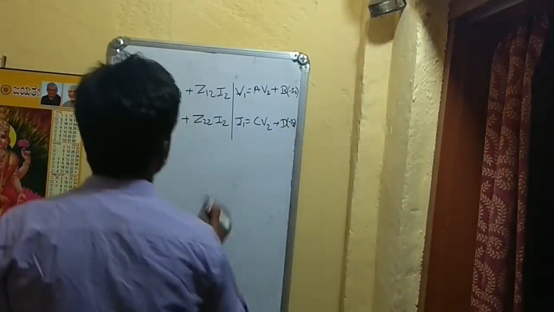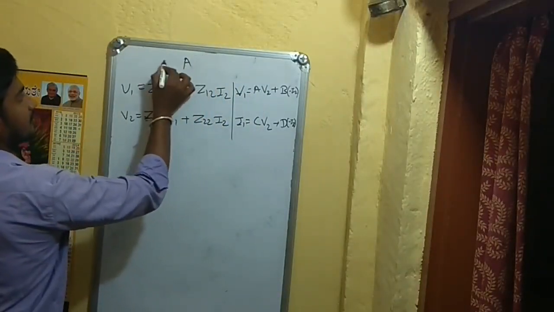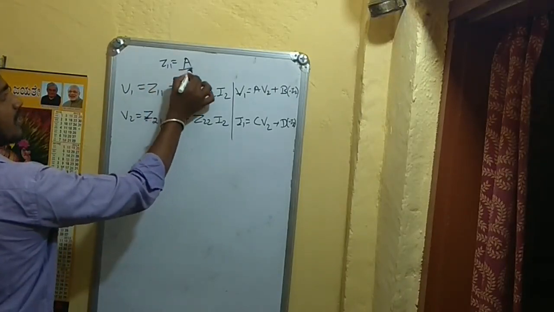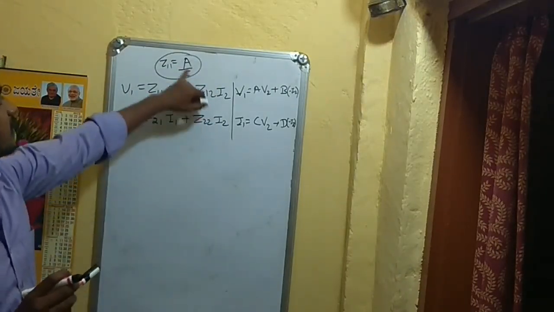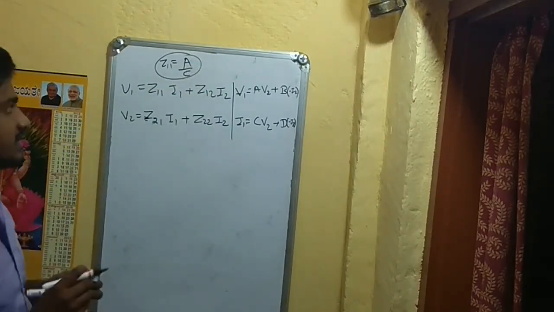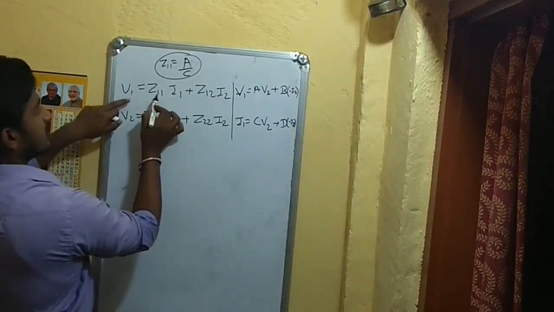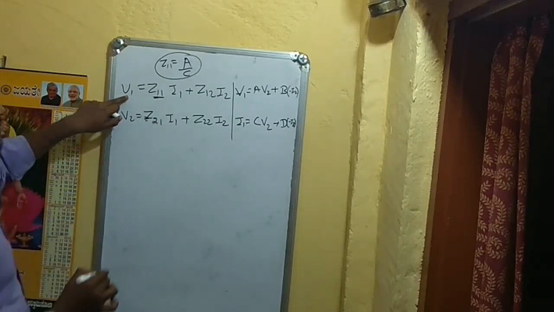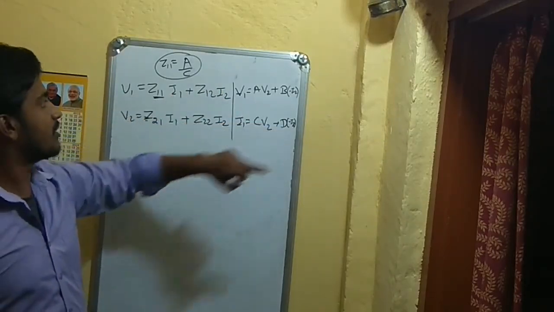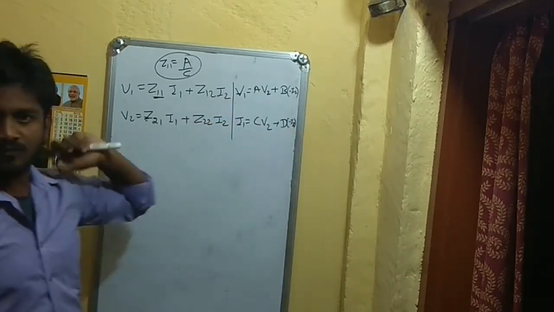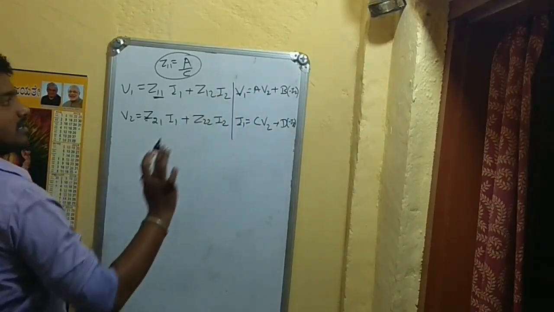So in the last question, I directly wrote Z11 is equal to A by C. How are you going to prove that Z11 is equal to A by C? Here, in Z11, the terms are V1, I1, and here also V1 is there, I1 is there, there will be no I1, I2 is there, here also I2 is there, but minus I2.